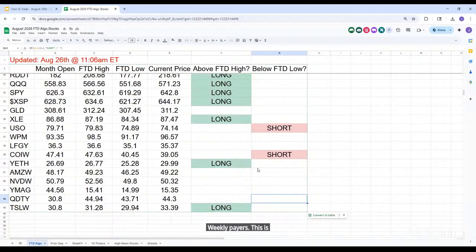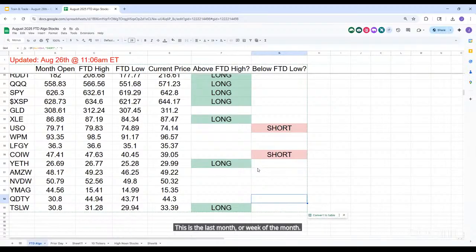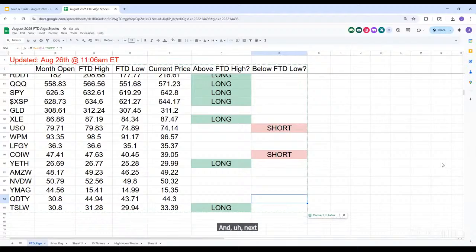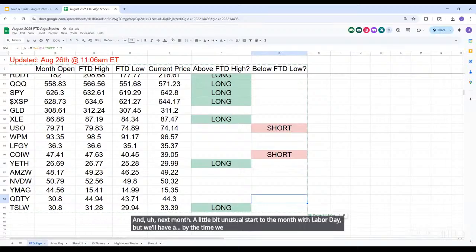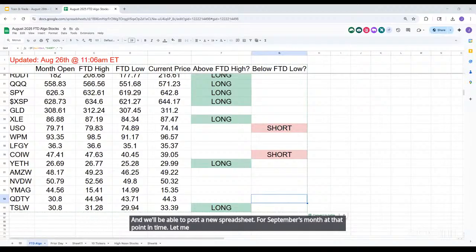Of course, we're winding down the end of the month. This is the last week of the month. Friday is the last trade day of the month. And next month, a little bit of an unusual start to the month with Labor Day, but by the time we get to Friday and Friday's weekly wrap up, we'll have the first 3 days for September. And we'll be able to post a new spreadsheet for September's month at that point in time. Let me post the slide deck.